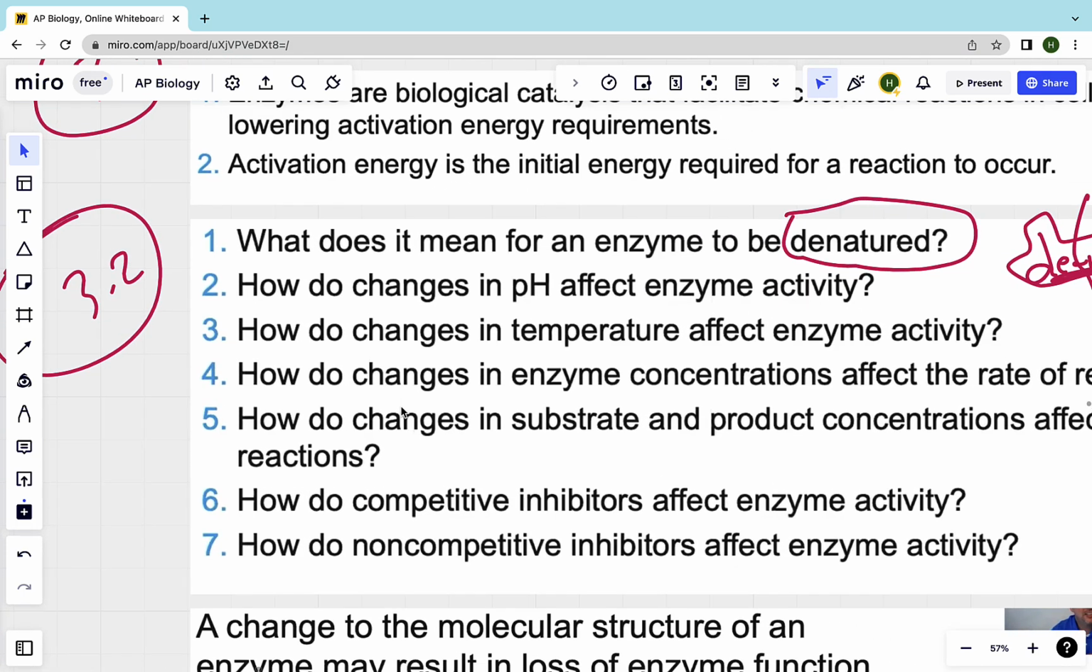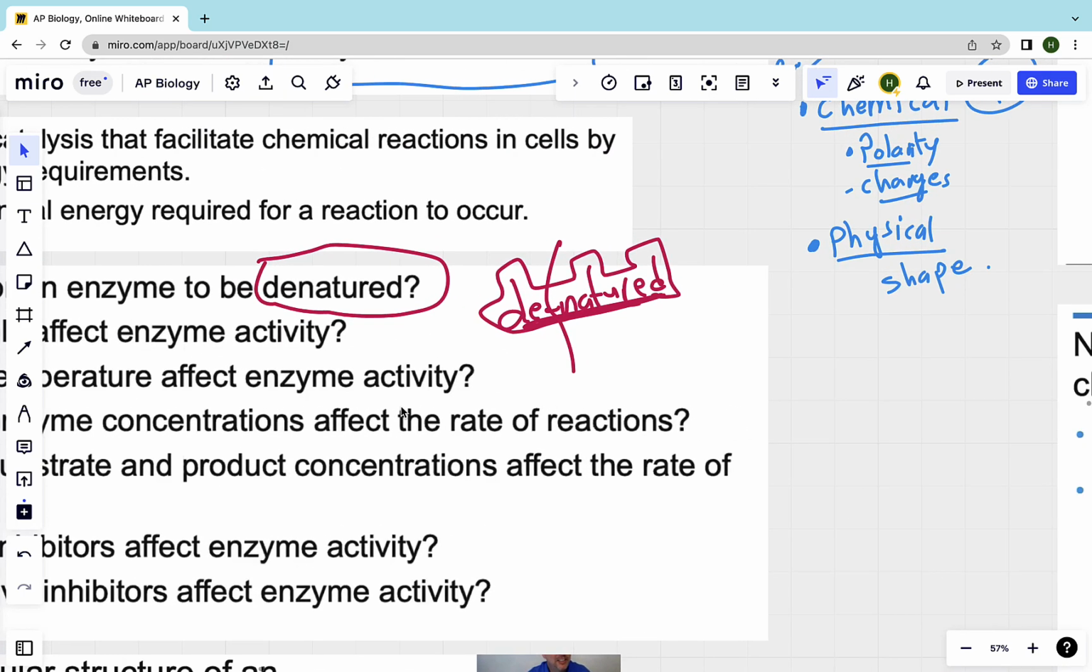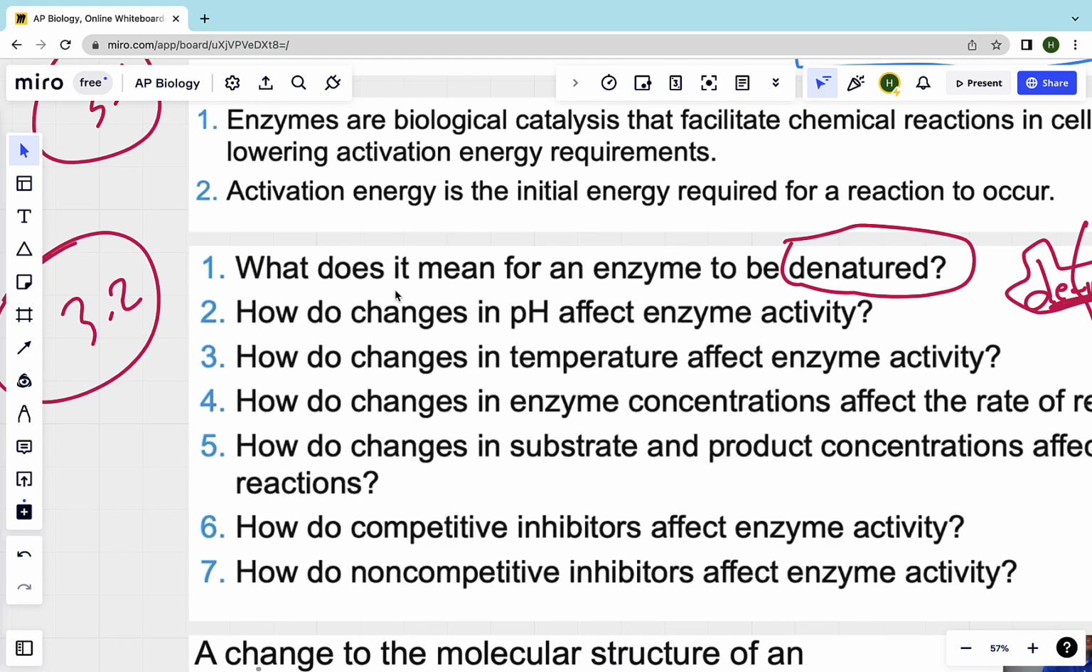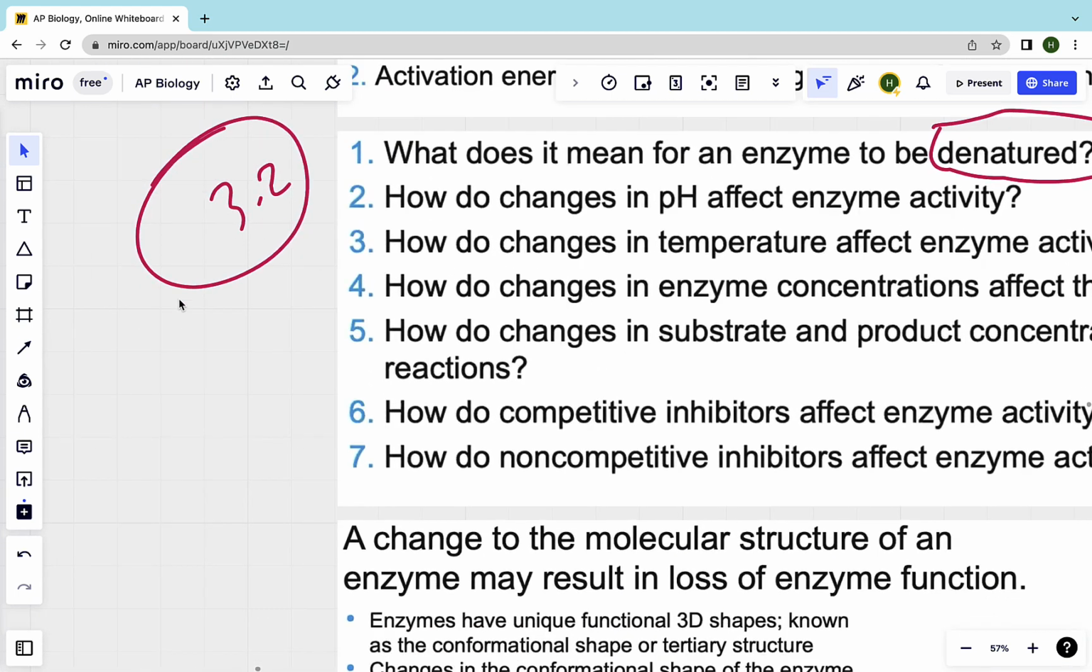So, what does it mean for an enzyme to be denatured? Simply changing its structure, full stop. When you change the structure, you lose the function, because it is a protein and the function of the protein is related to its structure. If the structure changes, the function won't be able to be done. You understand that?